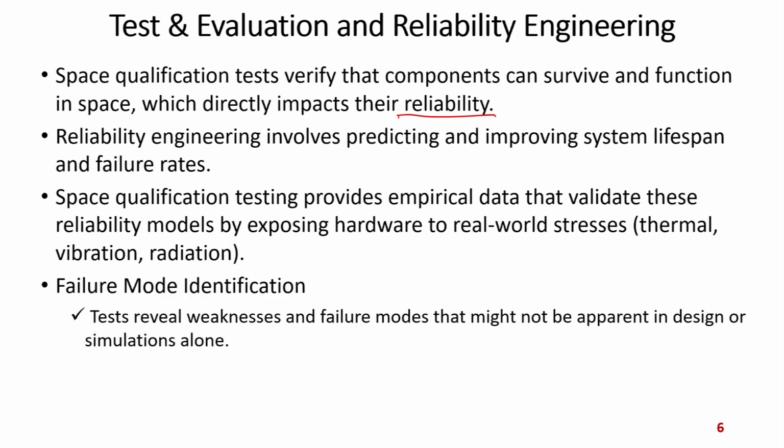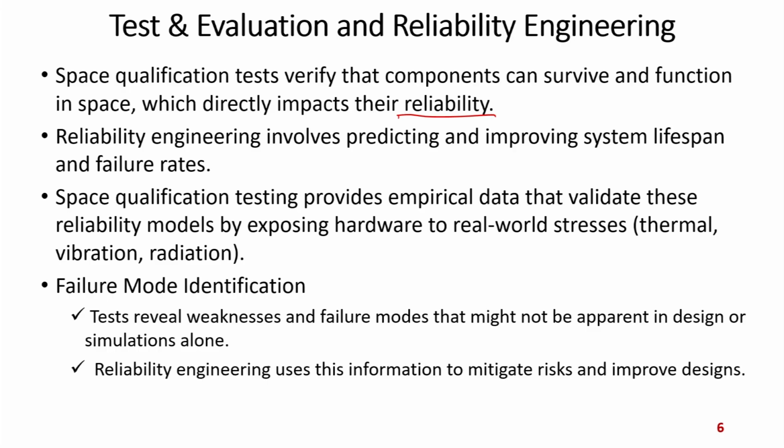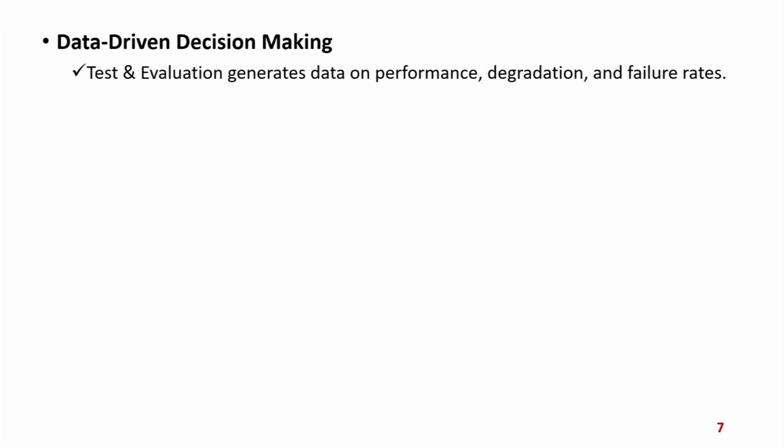So, in order to reveal the inherent weakness, or there can be some workmanship problem, all those things are possible to reveal whenever we do a detailed or robust test and evaluation. So, the reliability engineering uses this information to mitigate risks and improve designs. So, this is the main objective of reliability and quality assurance. So, it is based on data driven decision making.